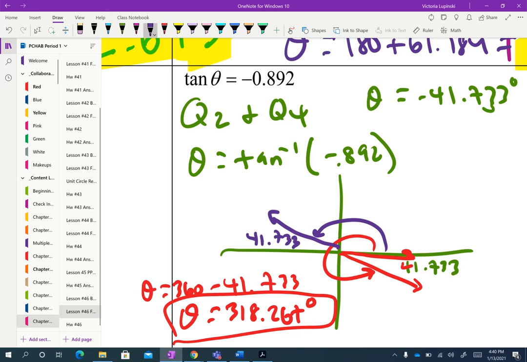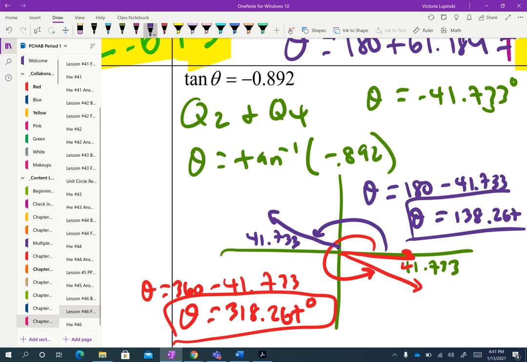41.733. How do I find that larger purple angle? Well, in order to find that larger angle, I'm going to take the entire horizontal 180 and subtract 41.733, which gives me my purple answer of 138.267. And again, there should be two answers, and here they are.